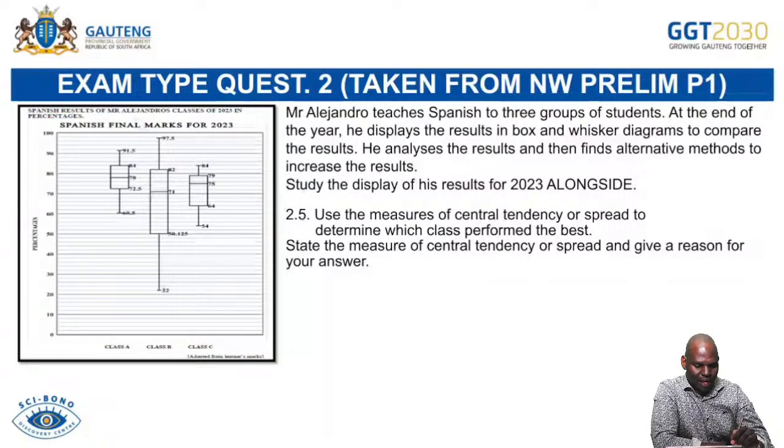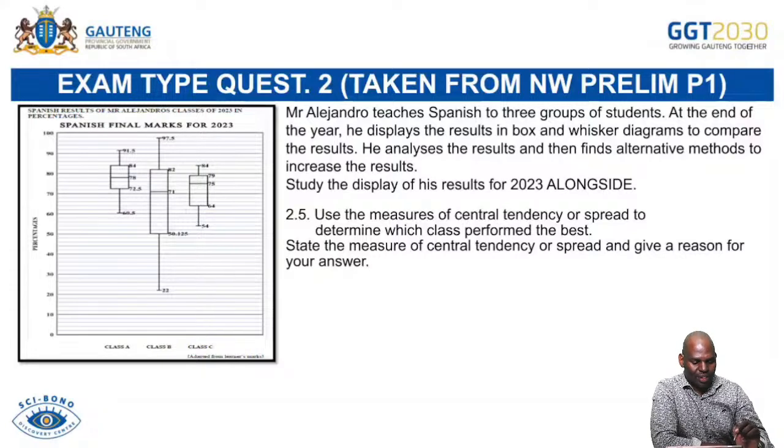If we look at class A, the highest learner, that means the maximum, got 91.5, and the lowest learner got 60.5. While in B, the lowest learner got 22 and the highest learner got 97.5. So I don't think it will be fair to compare the performance by looking at the lowest and the highest. In C, the highest learner is 84 and the lowest learner is 54.